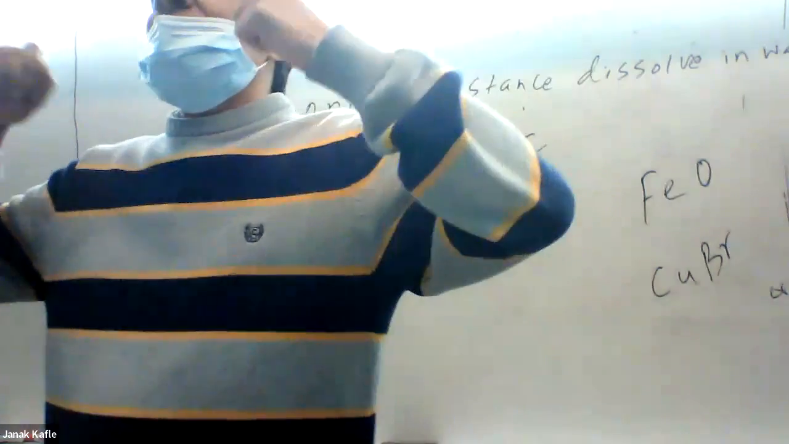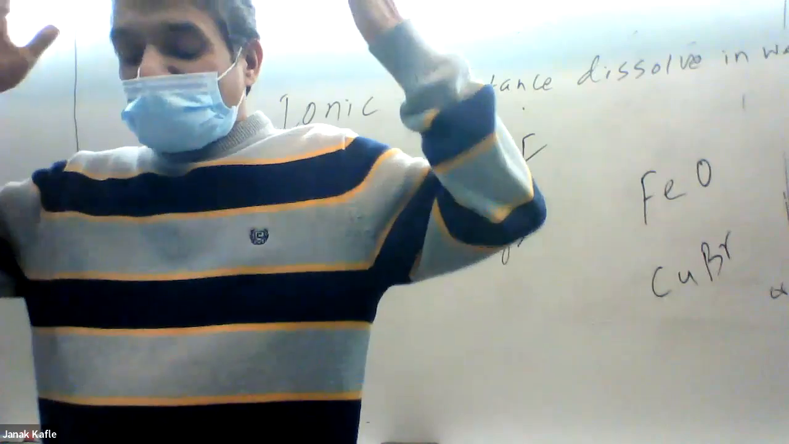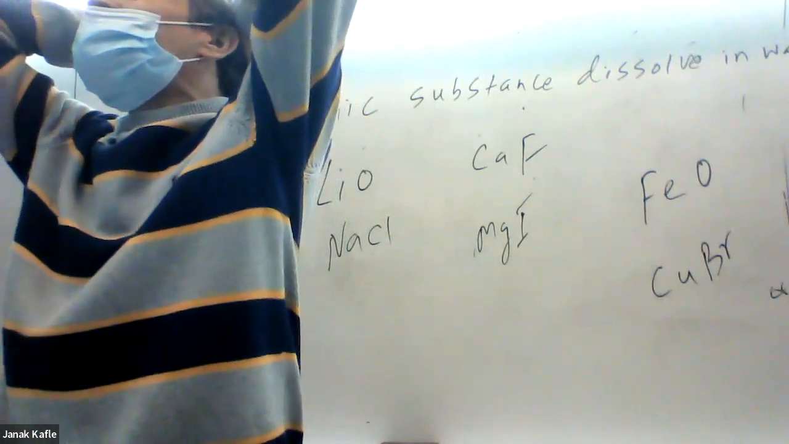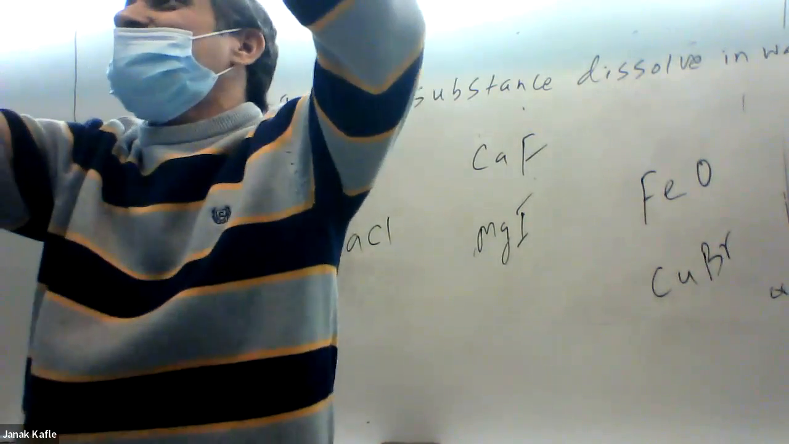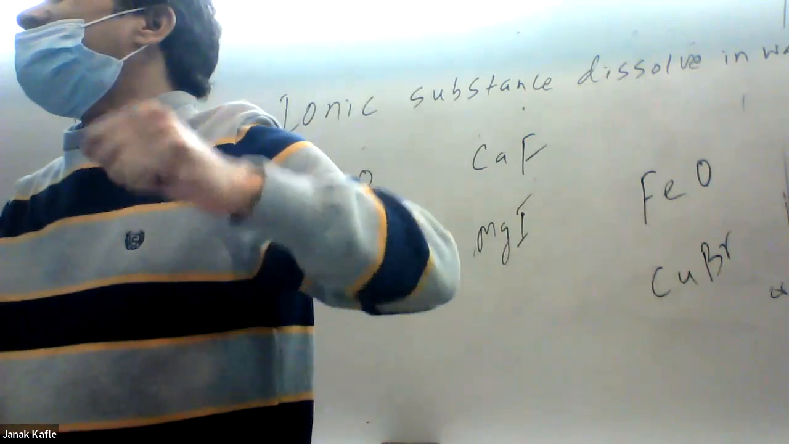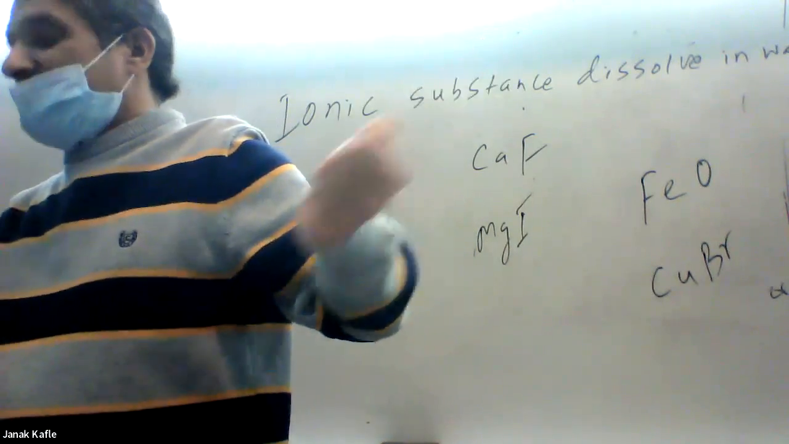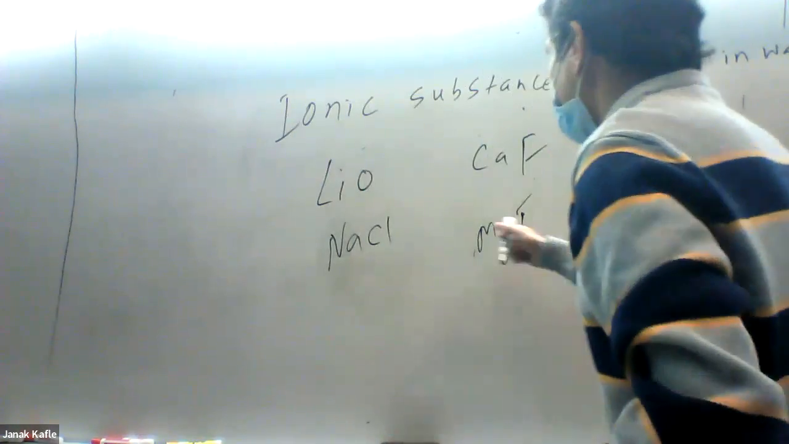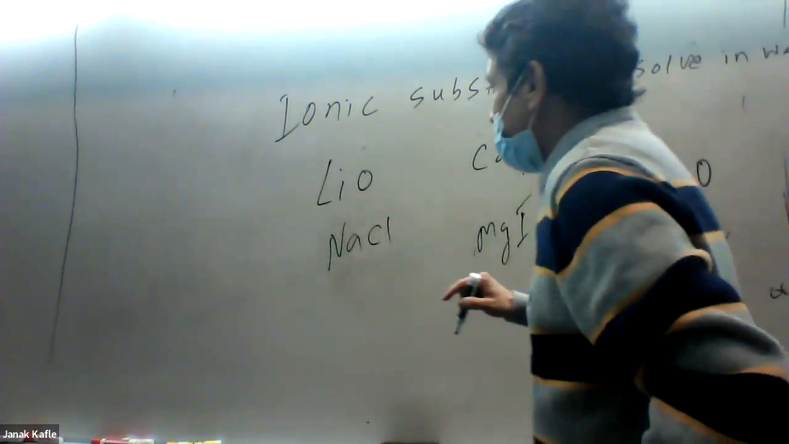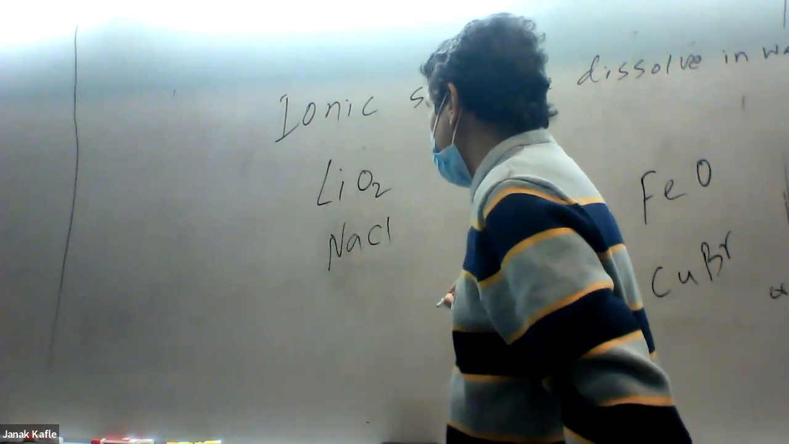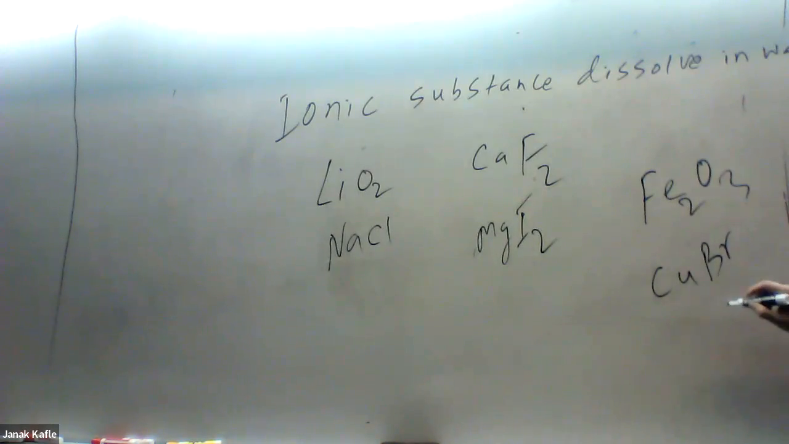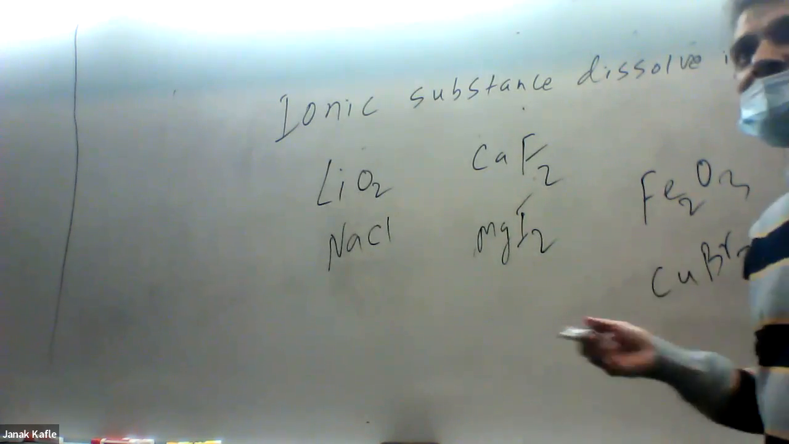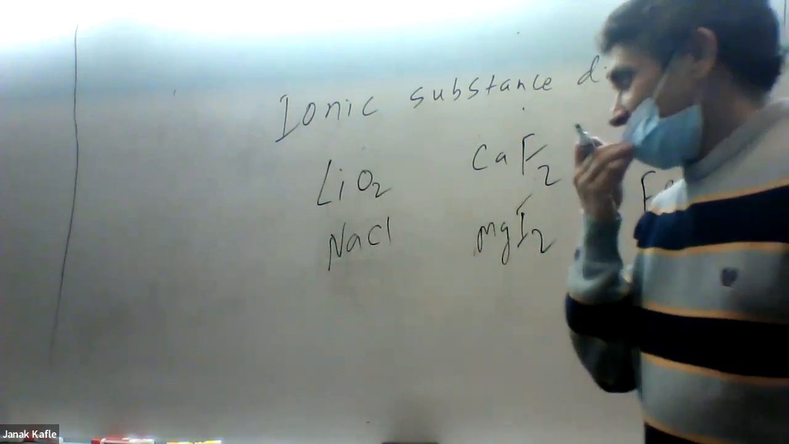If you look at your book, all non-metals are orange, all metals are blue, and metalloids are in green color. If you put the blue together with the orange, you form the material that is called an ionic compound. Make sense? Ionic compounds are dissolved in water. So if you write MgO, NaCl, CaF2, MgI2, Fe2O3, CuBr2, like that, right? I told you how to write those chemicals. This kind of material is dissolved in water.